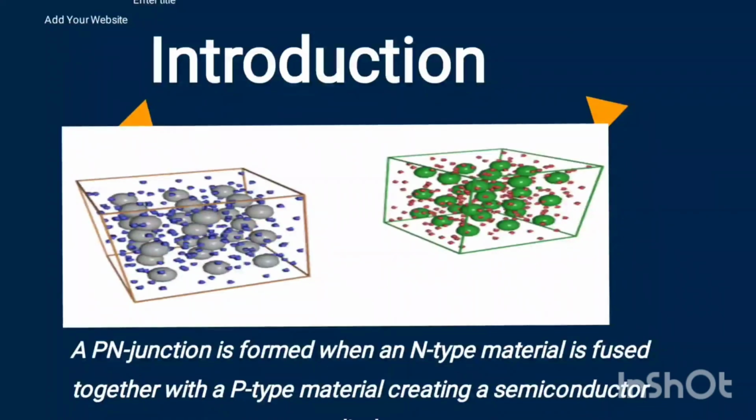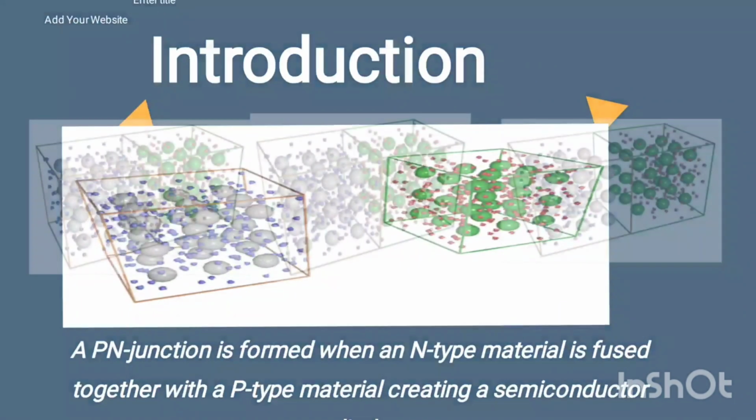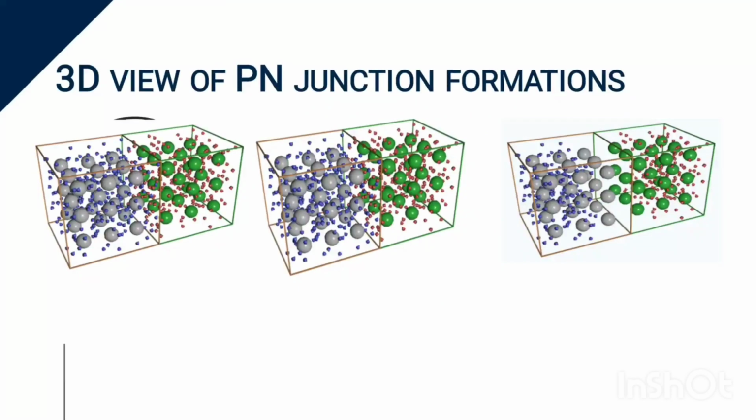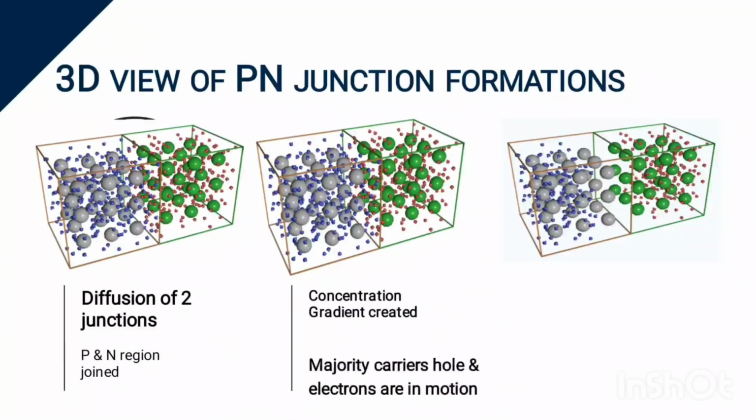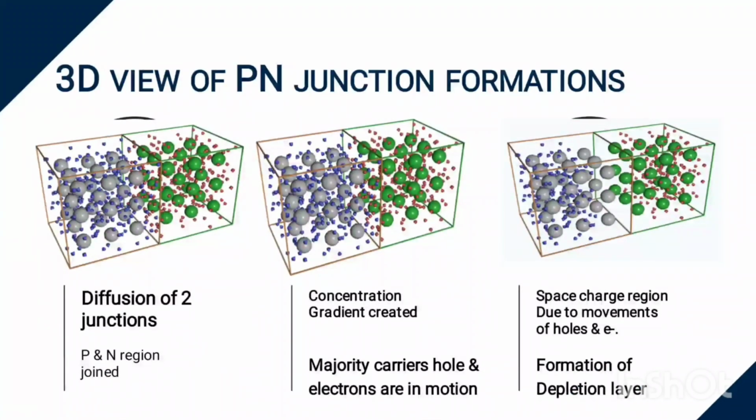So here if we join both the regions, P and N section, we will get a semiconductor that will be known as a PN diode, or a junction will be formed that will be known as a PN junction. Now here you can see three diagrams, that is the 3D view of PN junction formation. Starting from the left hand side, the first diagram shows you the diffusion of two junctions. Here we have joined both the P and N sections.